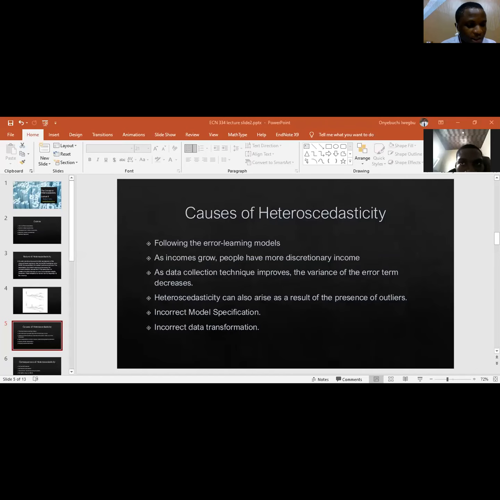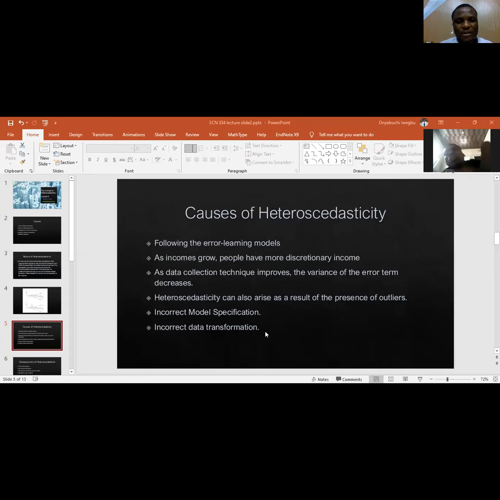All right, so the first cause of heteroscedasticity is following the error learning models. Let me explain it again. Following the error learning models, we need to understand the learning curve theory.